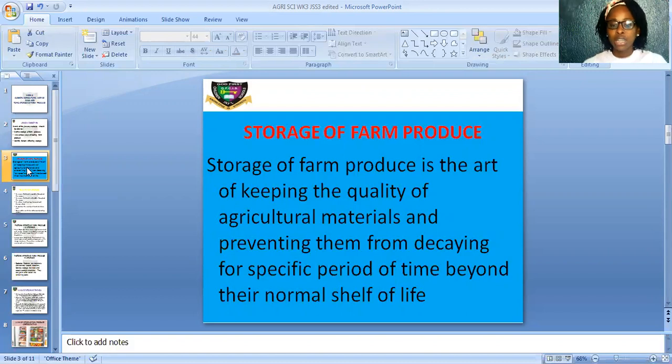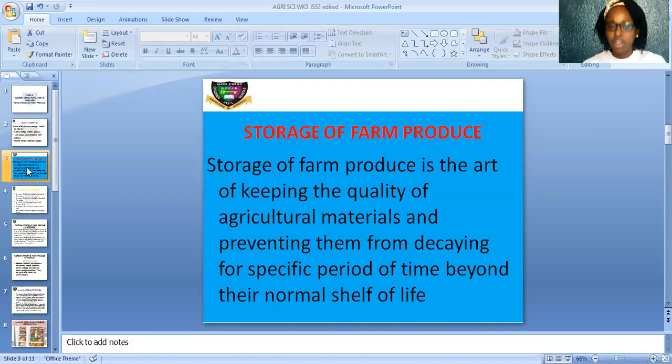This means that we store things to prevent them from decaying, to prevent them from spoiling, so that we can make use of it some other time. We store things for what? To keep them for future use. We store things to prevent them from spoiling.